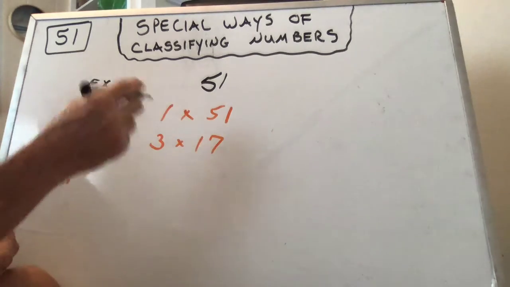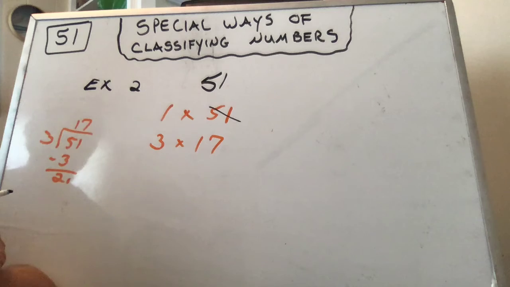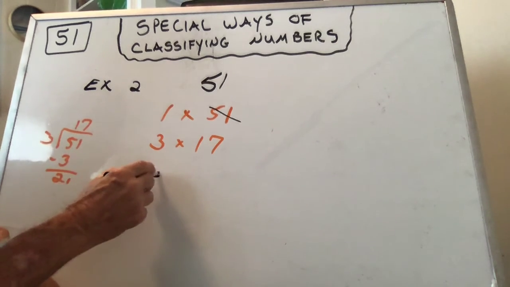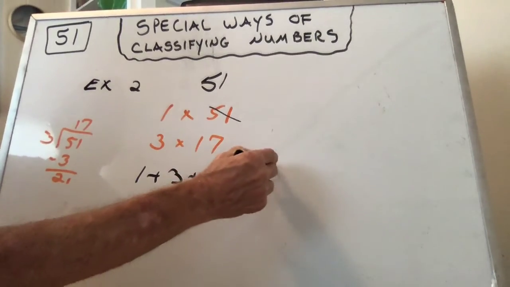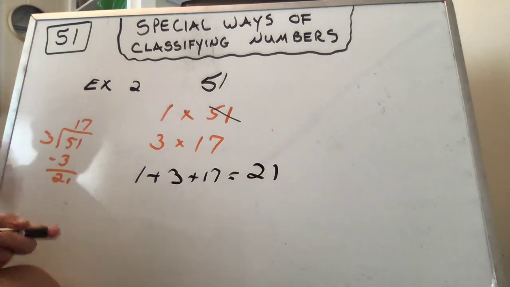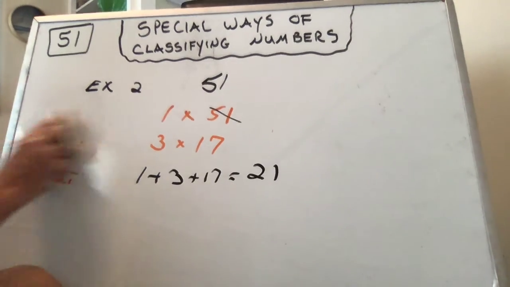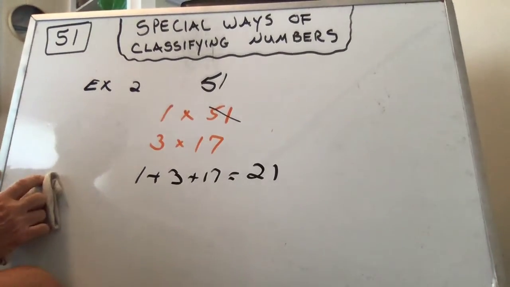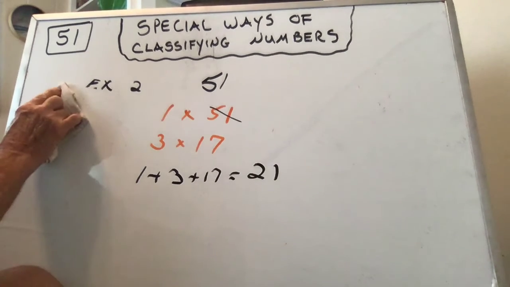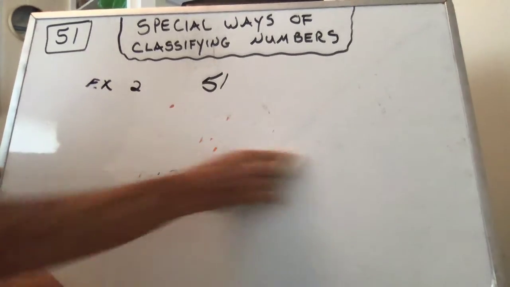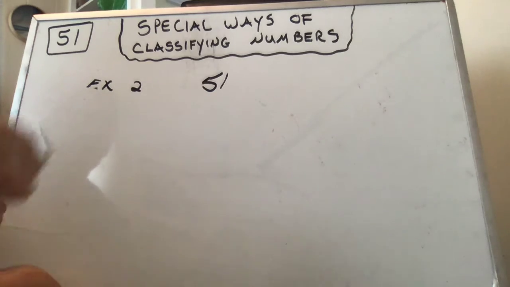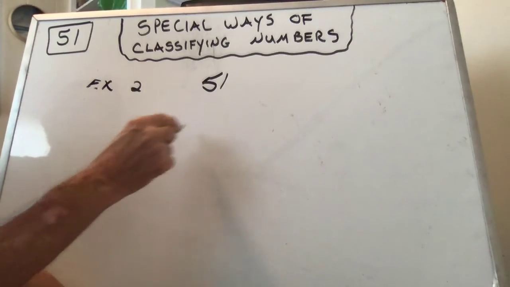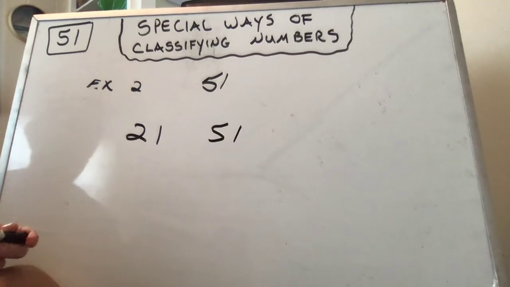Okay, we're going to add them all up, but we don't add the number itself. So we're adding 1 plus 3 plus 17, and that's only 21. So this sum is only 21. You can always use a calculator to help you find factors. Okay. So our sum is 21. Our original number was 51.